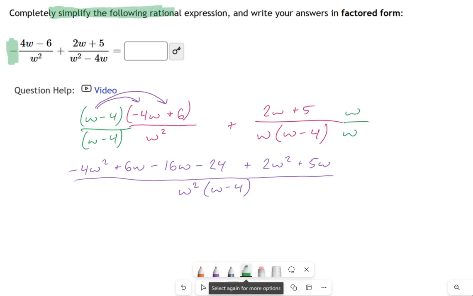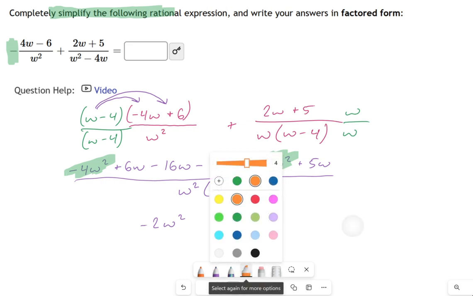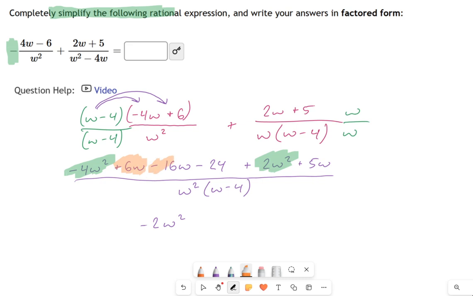So what I'm looking for now is common terms. I've got a negative 4w squared and a plus 2w squared. So that's going to turn out to be a negative 2w squared on top. And then the next thing that we're going to look at, let's talk about the w's. This is a plus 6w, a minus 16w, and a plus 5w. So if you count those all up, we're going to get, I think, negative 5w. And then there's only the negative 24 left, so you just stick that on there as negative 24. Okay, of course, it's all over w squared times w minus 4.